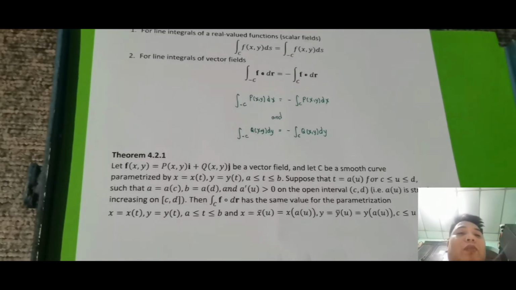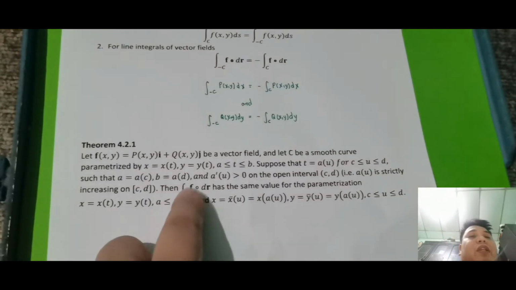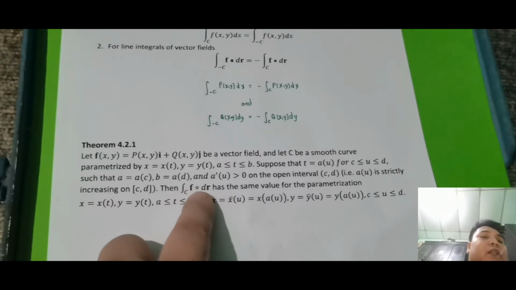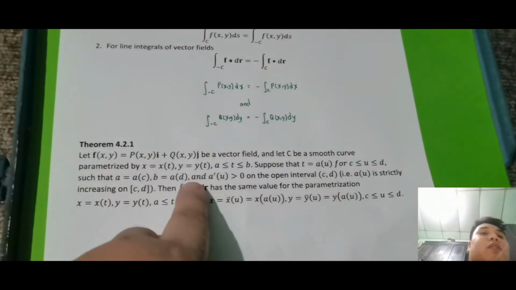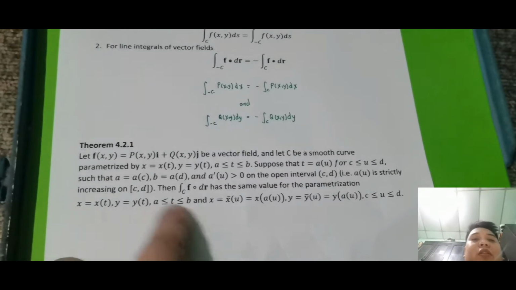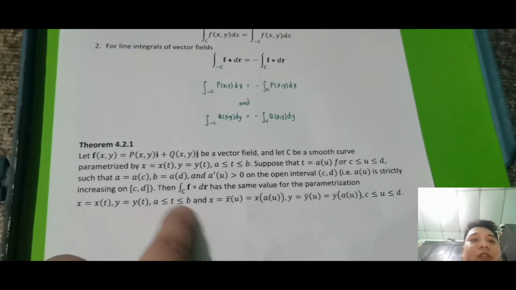Such that a is equal to a of c, b is equal to a of d, and a prime of u is greater than 0 on the open interval c, d, that is, a of u is strictly increasing on the closed interval c, d. Then the integral along the curve C of F, the vector field, dot the derivative of the position vector r, has the same value for the parameterization. So again, ito daw has the same value for the parameterization, kung ito yung una natin, ito yung nakasanayan, ito yung smooth curve parameterization natin.